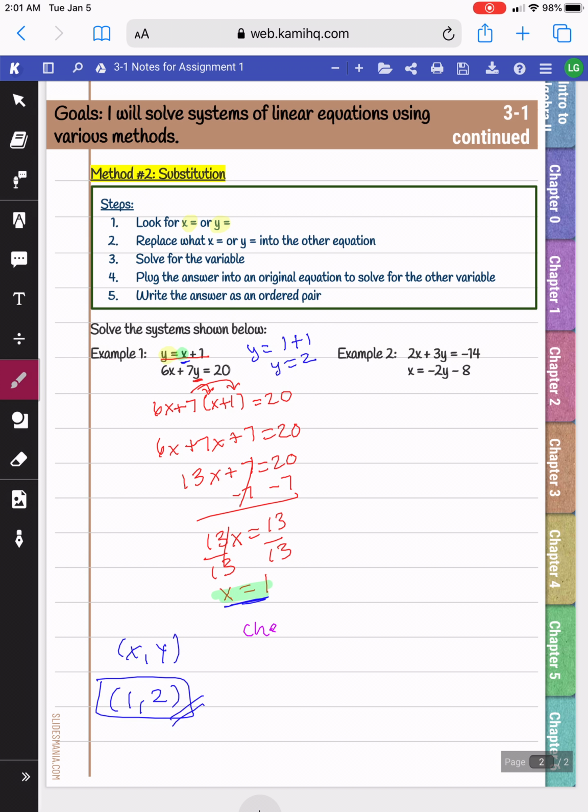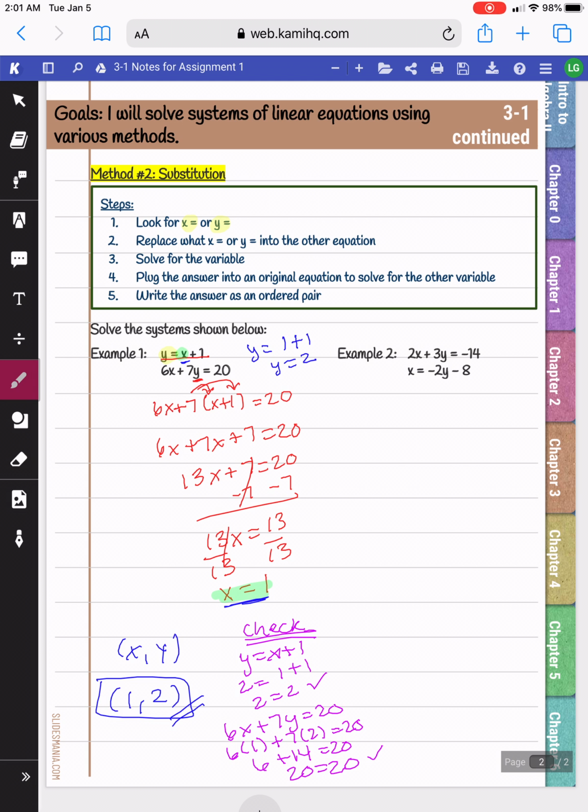So let's do a little check here just so you can see that. So I have y equals x plus 1. And if I plug in 2 for y and 1 for x, this equation is true. My other equation was 6x plus 7y equals 20. I'm going to plug in 1 for x and 2 for y. And if I work this out, I end up getting 20 on both sides of the equation, which means it satisfies that one as well. So when you're checking if the ordered pair makes both equations true, then it's the solution to the system. But it has to work for both equations.